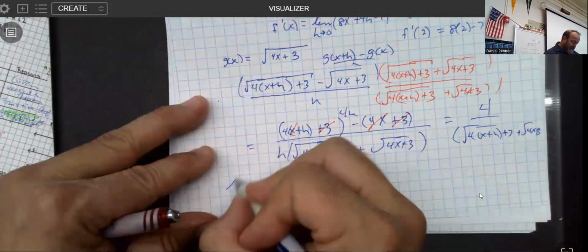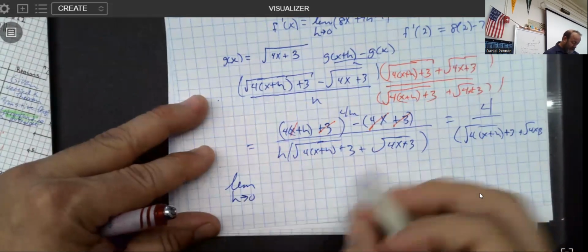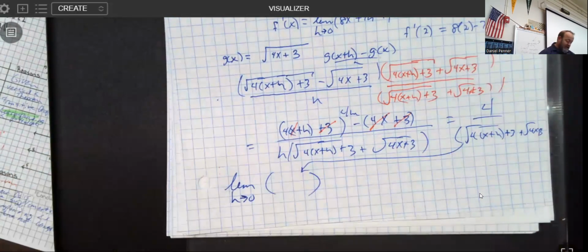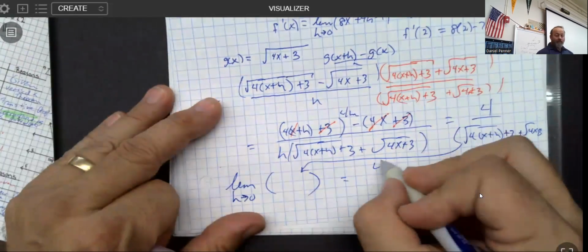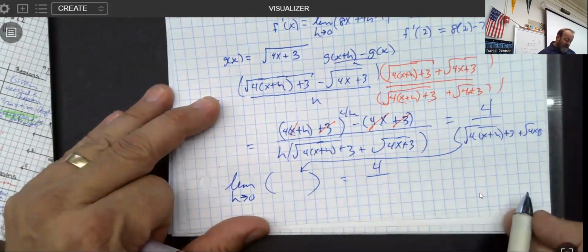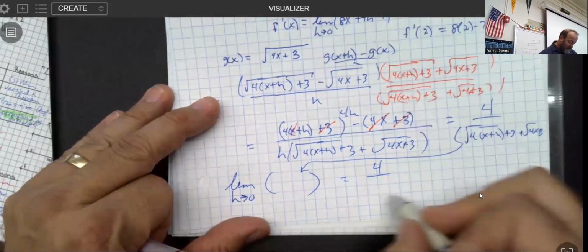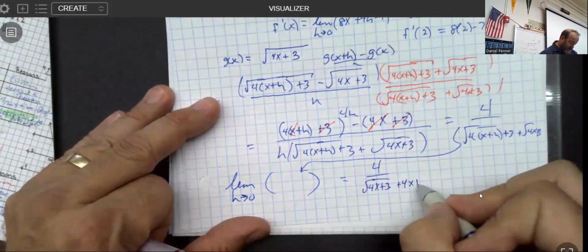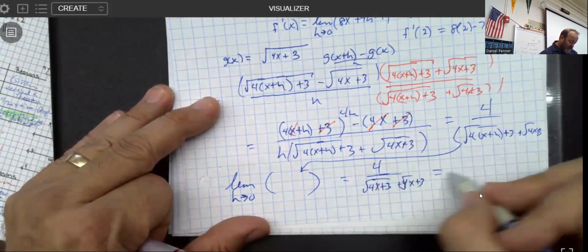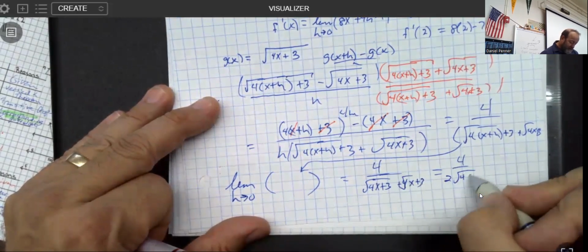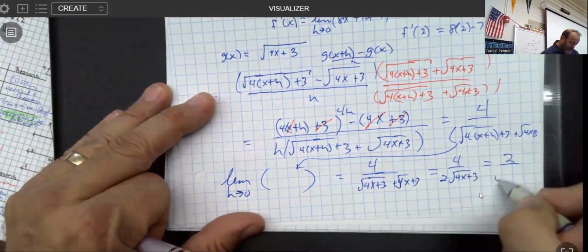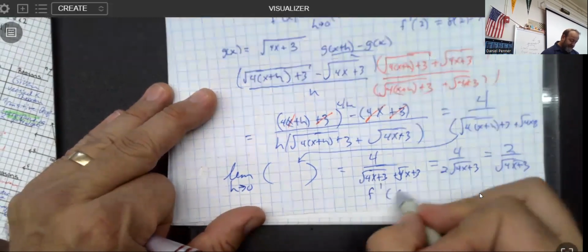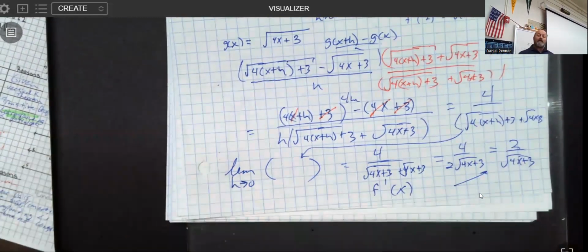So if I did the limit as h goes to 0 of my AROC equation, it's that limit of that whole thing as h goes to 0. Well, the number 4 is still the number 4. And as h goes to 0, I got root 4x plus 3, and this is also going to be root 4x plus 3. So what I got is 4 over 2 of those root 4x plus 3's, or in other words, 2 over root of 4x plus 3, because I can simplify. This is what we would call f prime of x. And that would be the slope anywhere and everywhere on the curve.